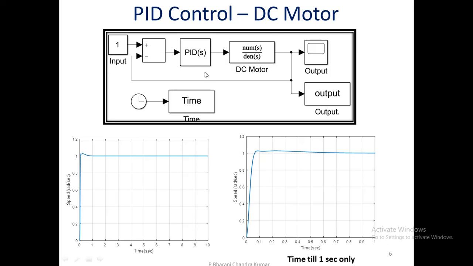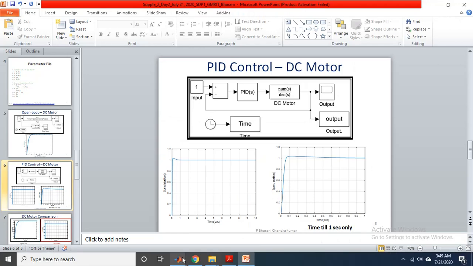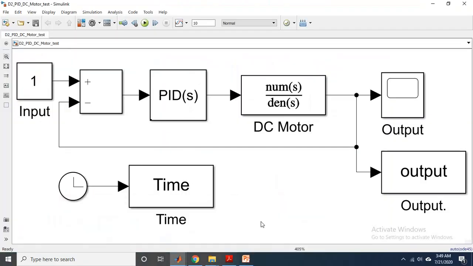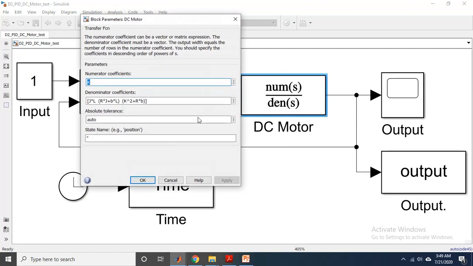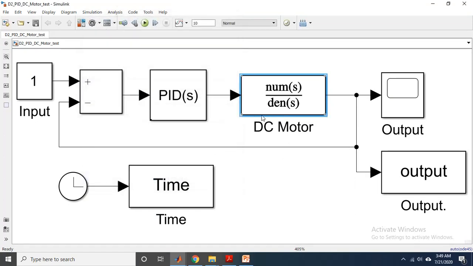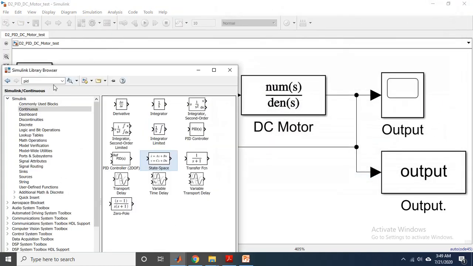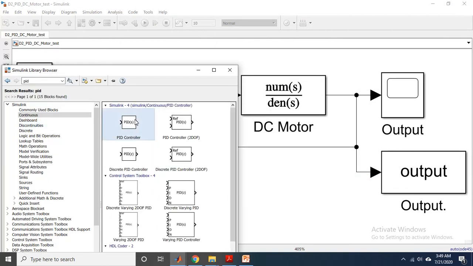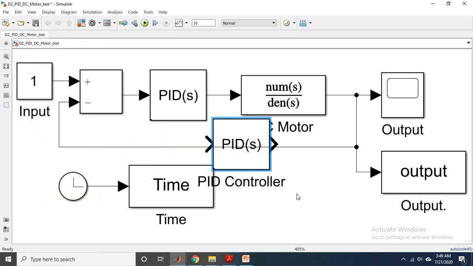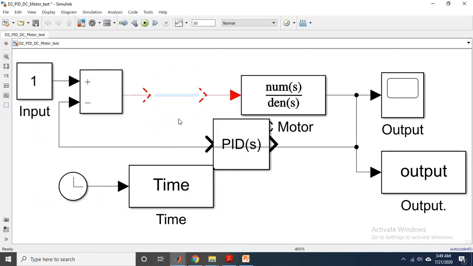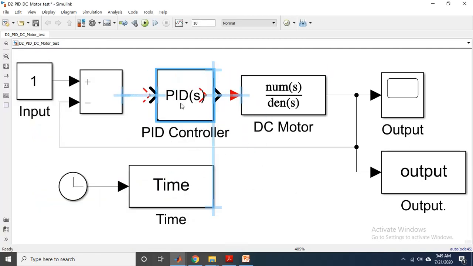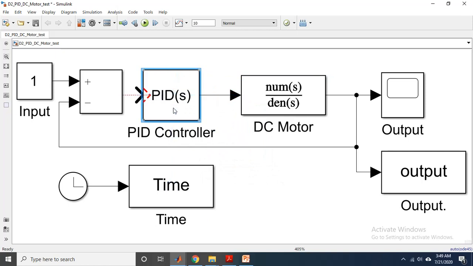So I have already generated here the same transfer function what we have seen, K by J s square and so on, and I have just shrunk it, and this is the PID controller. So PID you can obtain from here. If you just type PID, it will come up here, and you just add it to the model. I'm removing this old PID. I'm doing this PID design from scratch. I just connected the PID block.